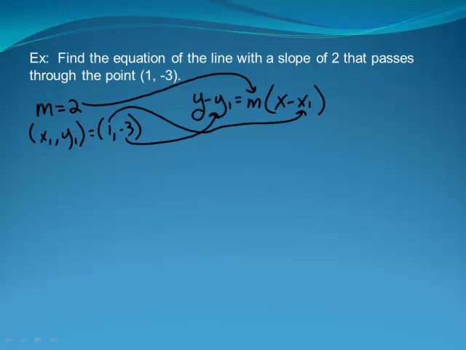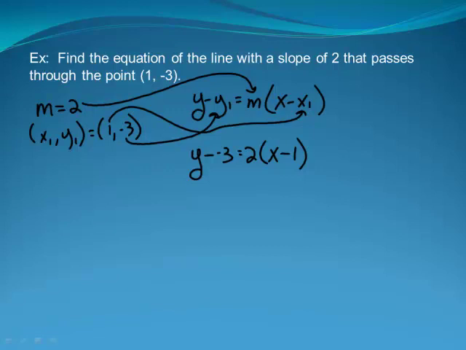So if we do that, we get y minus y1, which is negative 3, equal to our slope, which is 2, times the quantity x minus x1, which is 1. Now that is indeed the equation of the line, but you rarely see an equation left like that, so we're going to clean it up. I'm going to choose to put that final answer in slope-intercept form, so we're going to solve it for y.